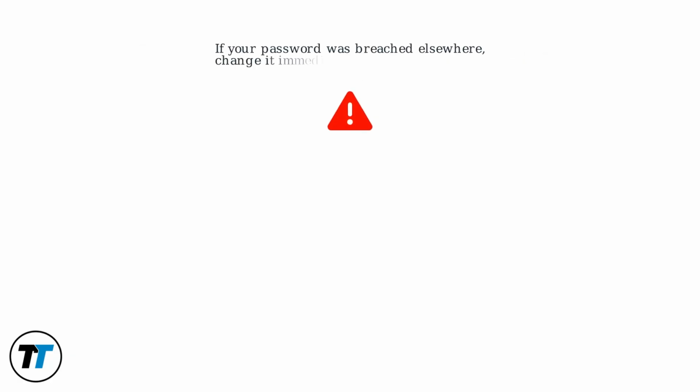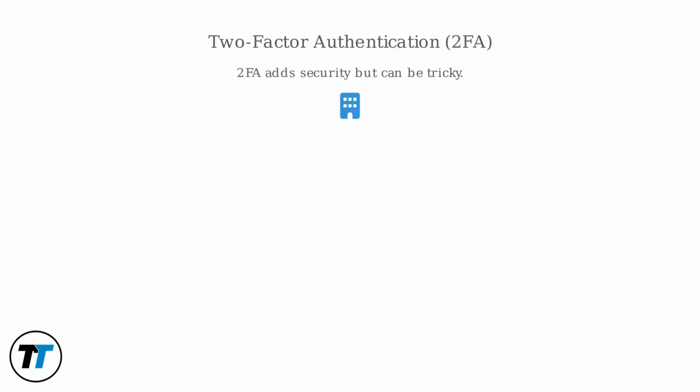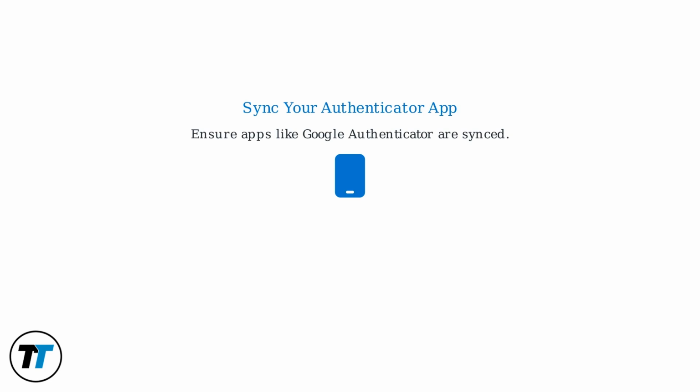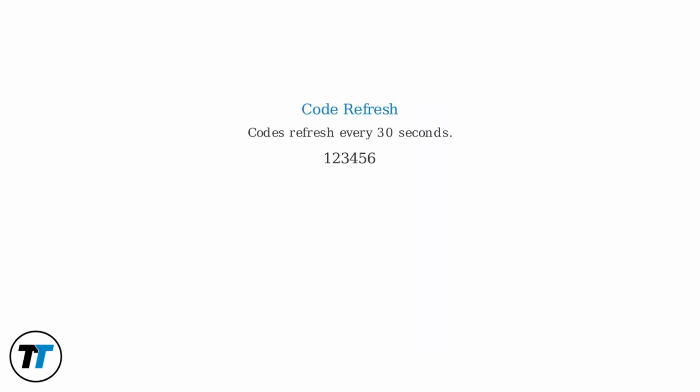If you've heard that your password was compromised in a breach elsewhere, change your Coinbase password immediately to protect your account. Two-factor authentication adds an important layer of security to your Coinbase account, but it can sometimes be tricky to manage. Start by ensuring your authenticator app, such as Google Authenticator, is properly synced with your Coinbase account. Remember that authentication codes refresh every 30 seconds. Make sure you're using the current code within that time window.